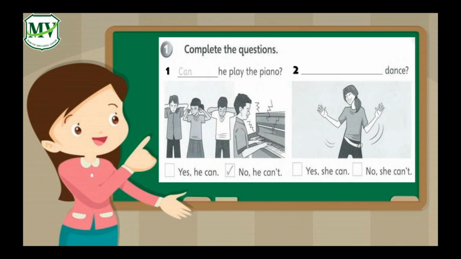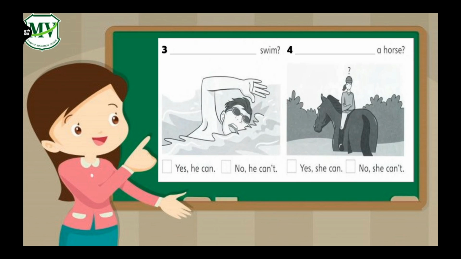Number 1. Can he play the piano? No, he can't. Number 2. Can she dance? Yes, she can. Number 3. Can he swim? Yes, he can.